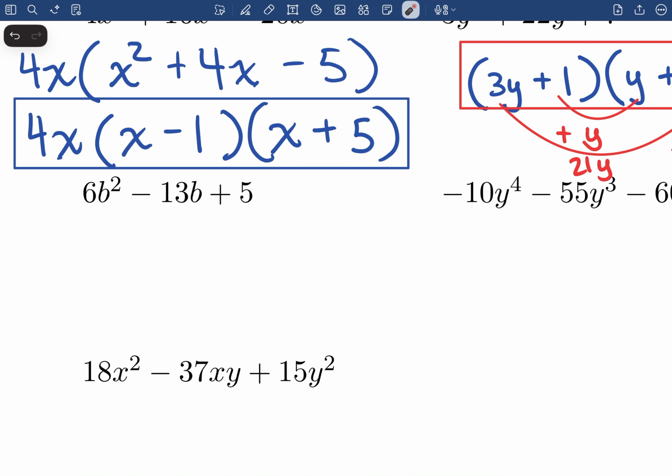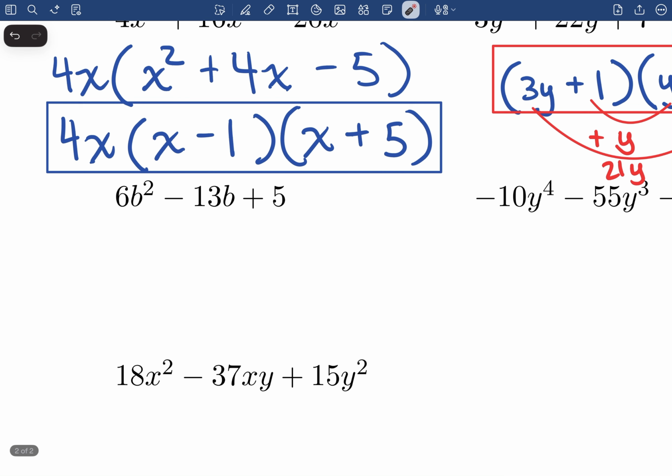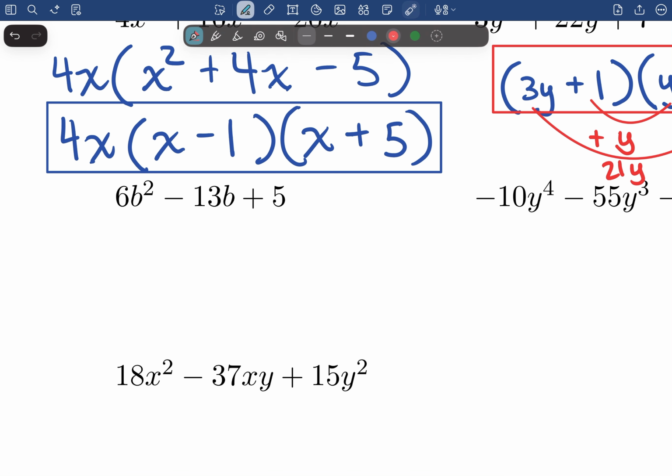This is 6b squared minus 13b plus 5. And I notice that the b's are in descending order of degrees, right? B squared, b to the first, no b's, b to the 0. All right, so they're in descending order. And now I look for any GCF. All right, so I look for the coefficients 6, 13, and 5. Well, they don't have a GCF, right, other than 1. And then the b's, well, this doesn't have a b, so there's no GCF for the b's.